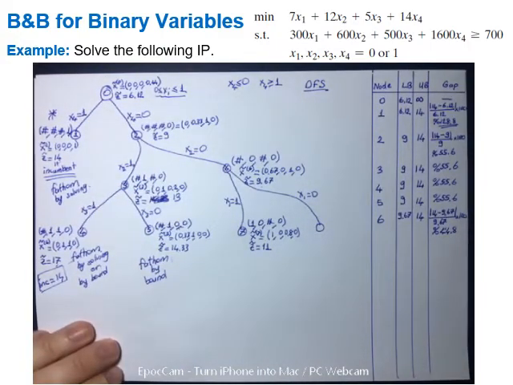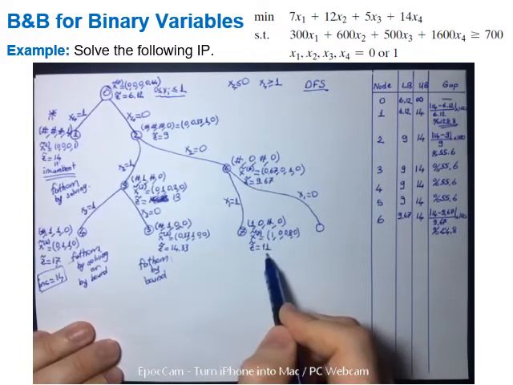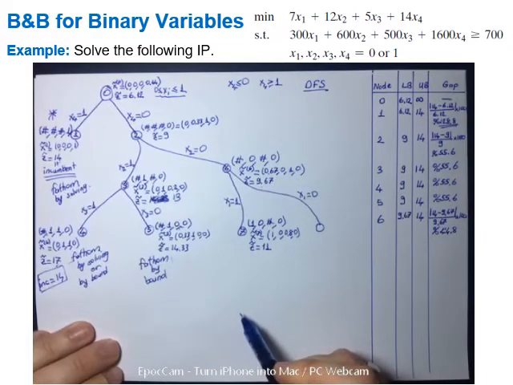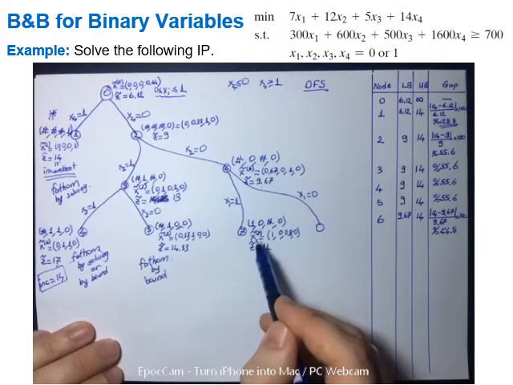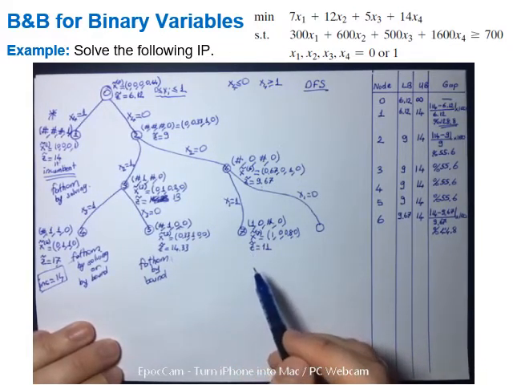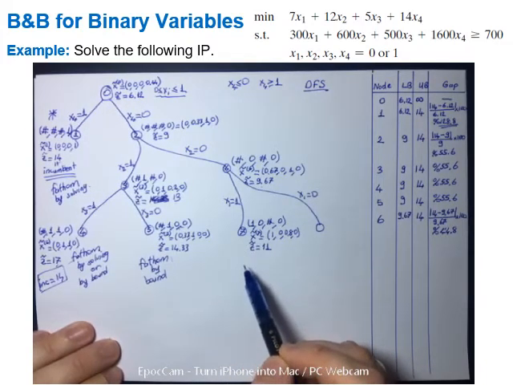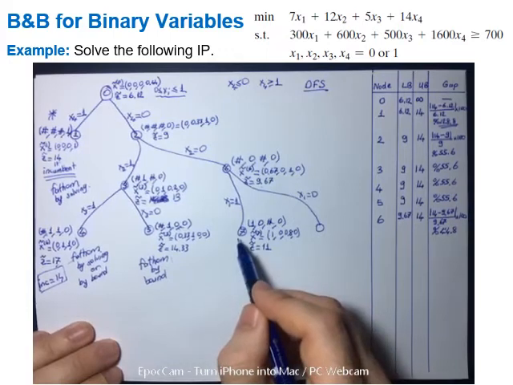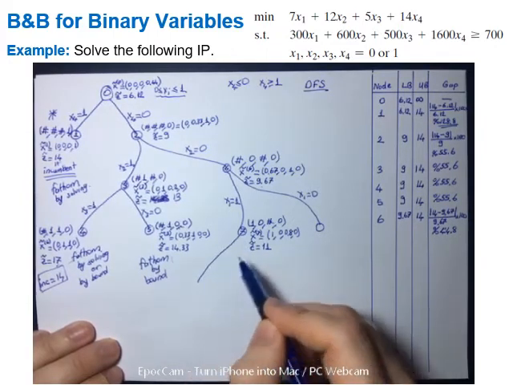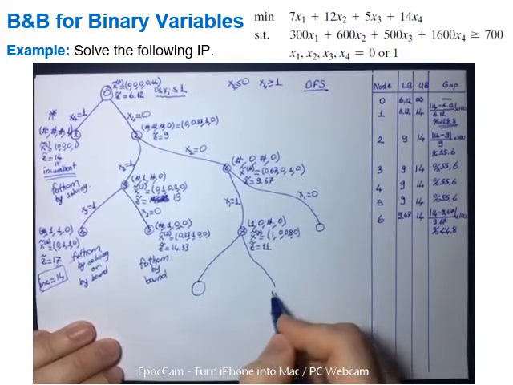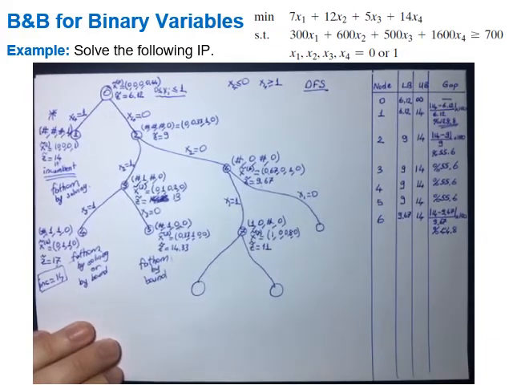This z value says that if you continue from this side, you can obtain a solution with an objective function value of 11. So I cannot fathom because of bound. It means that I need to branch. So I need to branch this one, and I have two new nodes.